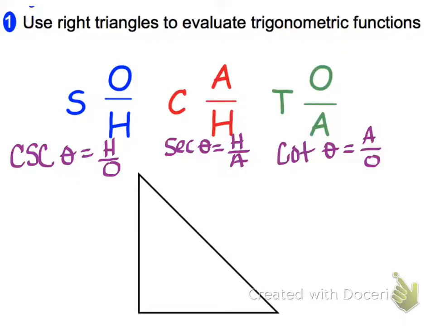Now, if you need a reminder on which is the opposite, the adjacent, and the hypotenuse, remember that given your angle, across from your angle is always the opposite side. So when you go opposite your angle, you get the opposite side. Opposite the 90 degree is always the hypotenuse, and then the last one will be your adjacent side.